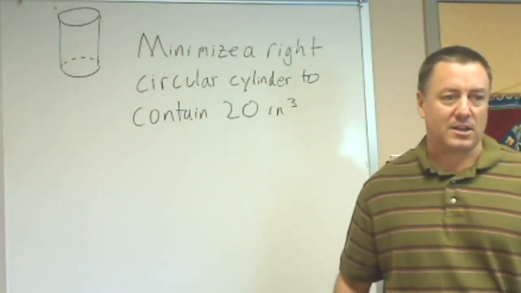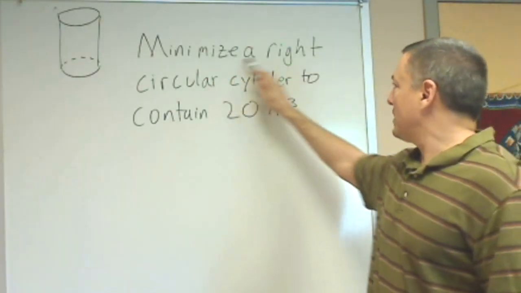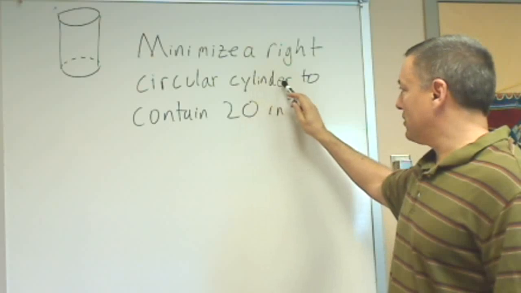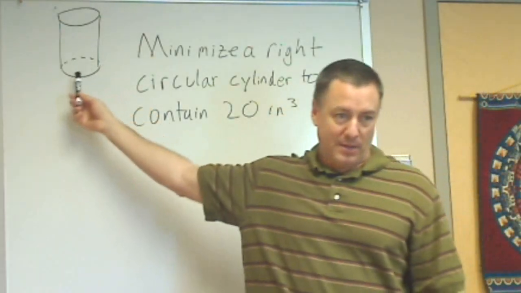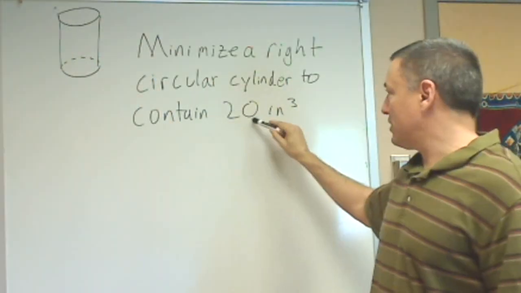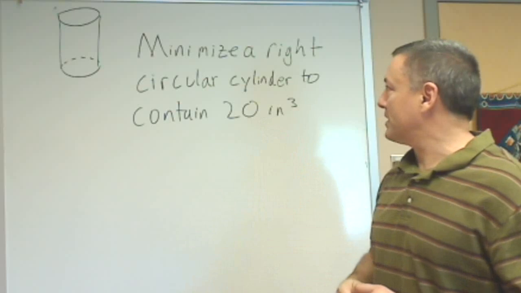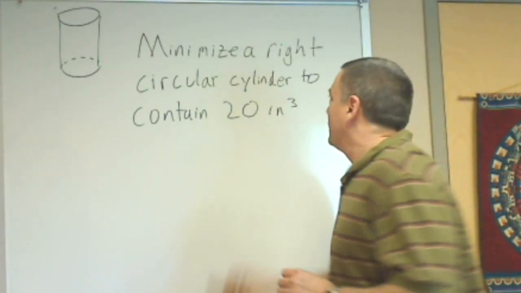Okay, continuing our discussion on optimization, we have a problem to work on. We're to minimize a right circular cylinder that contains 20 cubic inches. So it's basically the Coke can problem. We have a circular cylinder, we need the volume to be 20, and we want to minimize the surface area. Minimize the amount of material used to create this thing.